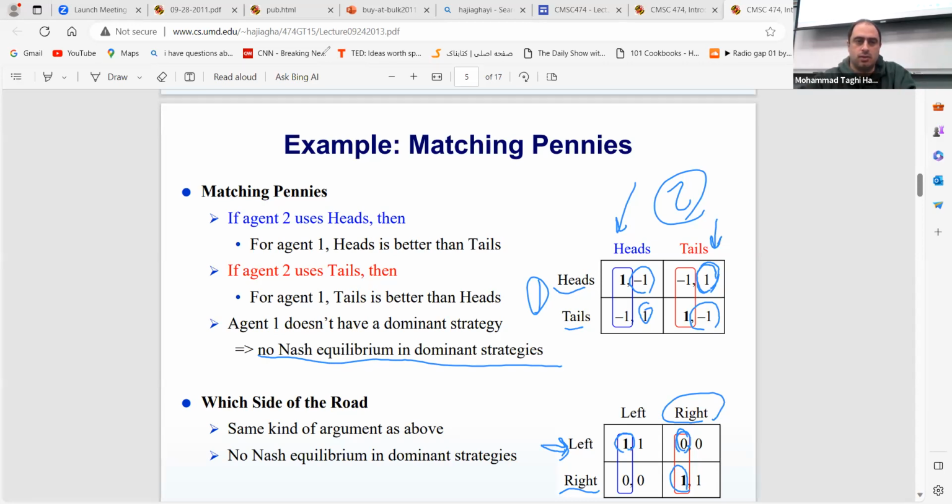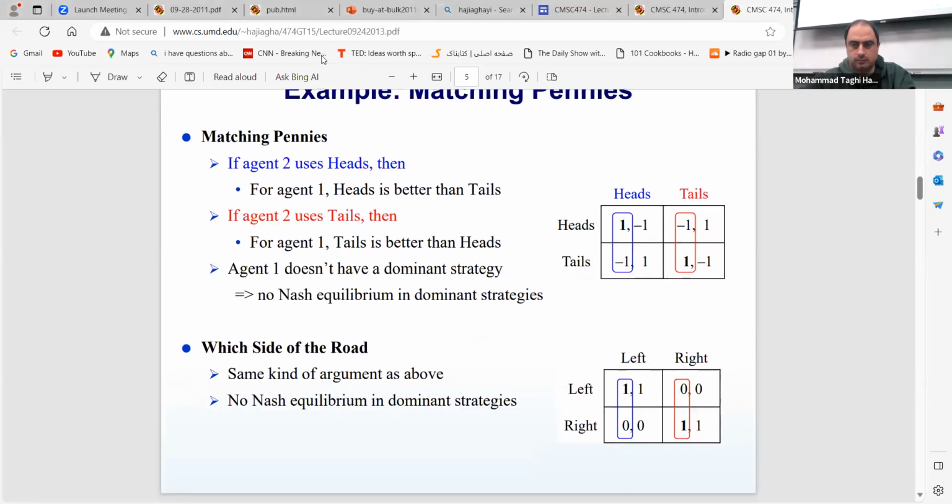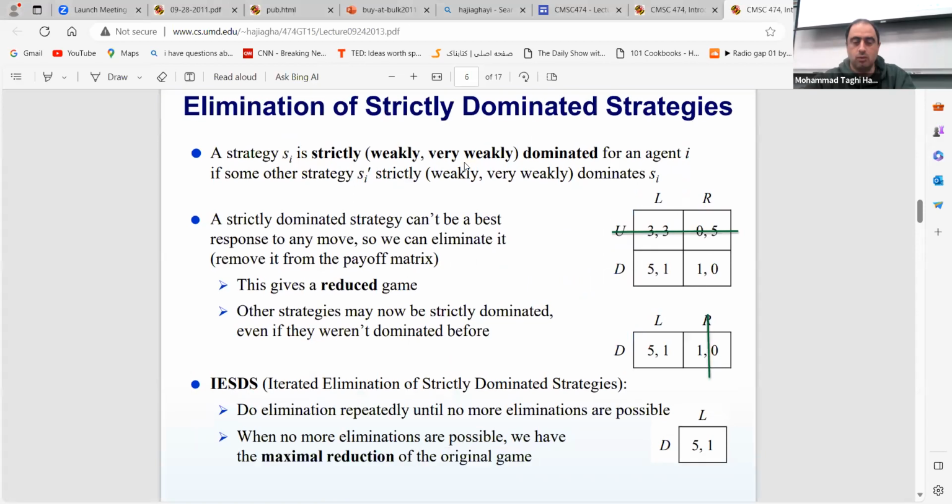Good. So now let's use this concept of dominant strategy. We talk about Nash equilibrium and Nash equilibrium of dominant strategies, which you may hear a lot. It is the case that if everyone is doing just a dominant strategy, then we have a Nash equilibrium. That would be, I will say, too good to have all the time. As we have seen in Prisoner's Dilemma, we had it, but in which side of the road or matching pennies, we didn't have such dominant strategies. A dominant Nash equilibrium, or Nash equilibrium of dominant strategies.